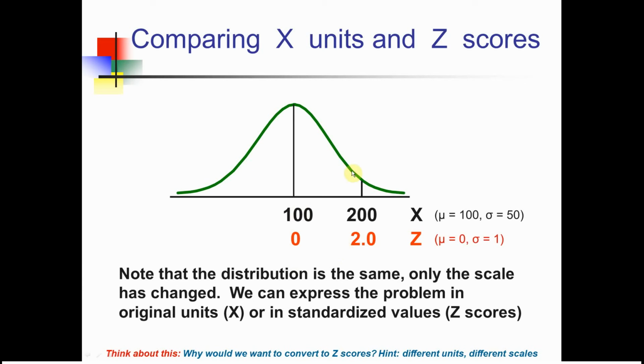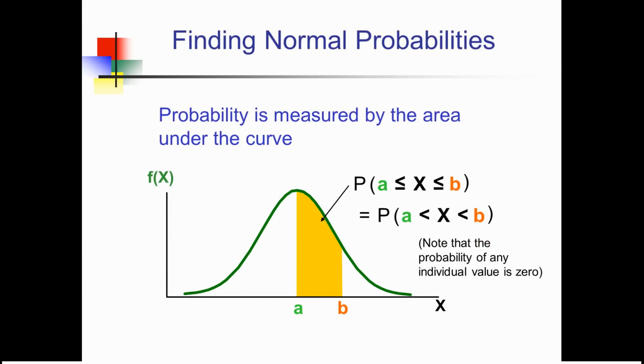The distributions are identical in some respects. They give you the same probabilities, for example. They just happen to be converted. So how do you find normal probabilities? We often need to do this. To find normal probabilities, we look at the area under the bell curve for that particular normal distribution.